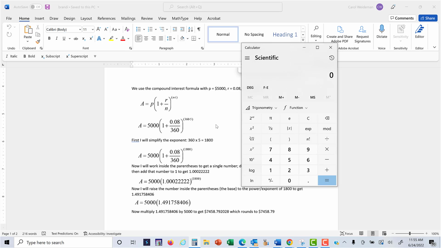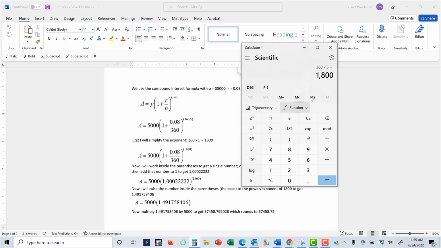So to get that exponent, it was 360 days, which is daily compounding that we use according to the banker's rule, times 5 years. So the exponent is 1800. Okay, so inside the parentheses, and again, if you know how to do this part, I apologize. I'm just not sure where you got stuck.